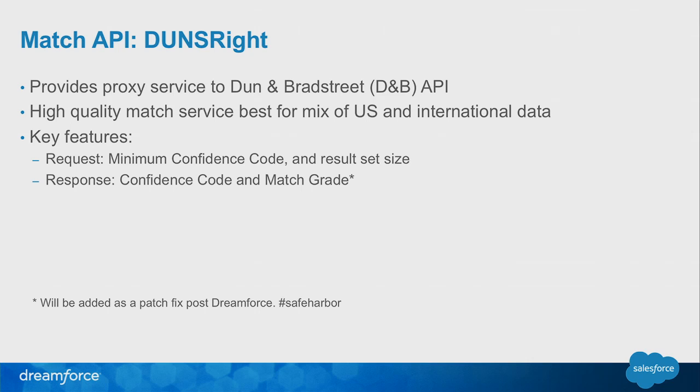Now, the only thing I'll note is that the confidence code and match grade were not included in the GA of the product itself, and it was going to be available as a patch post Dreamforce, about a week or 10 days post Dreamforce. So if you go to the APIs today and try them out, you won't see this in the result set, but you'll definitely see it within a couple of weeks.